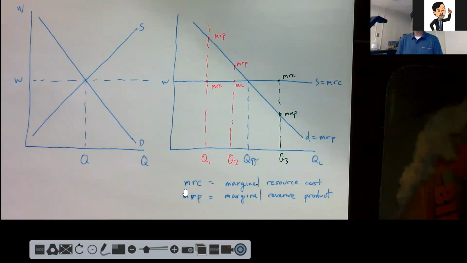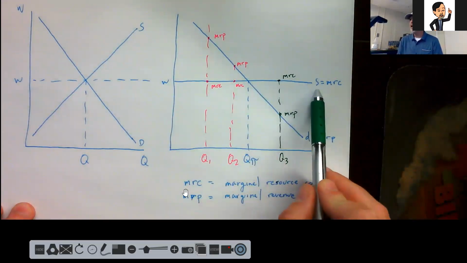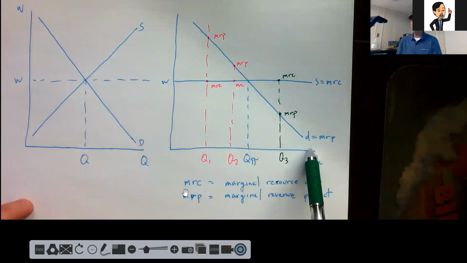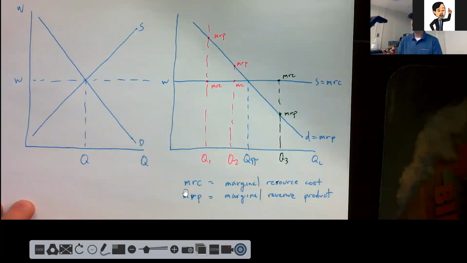That right there is a perfectly competitive labor market. Did that seem challenging? Does everybody see how it's, in essence, the exact opposite of a perfectly competitive product market? Here we have a horizontal supply curve and a downsloping demand curve. What do we see in a perfectly competitive product market? A horizontal demand curve and an upsloping supply curve. Marginal cost as supply.